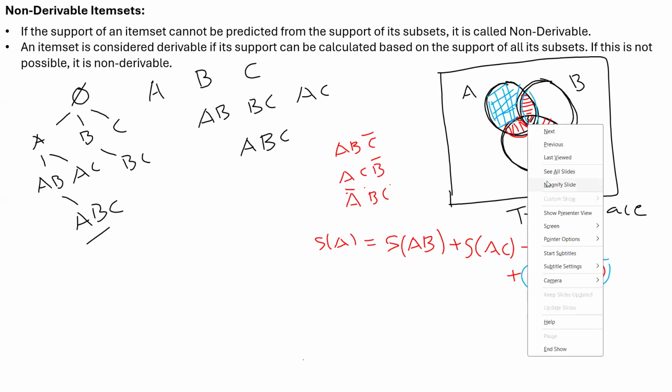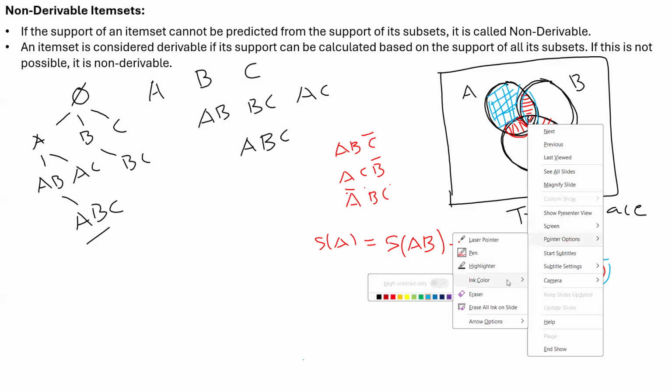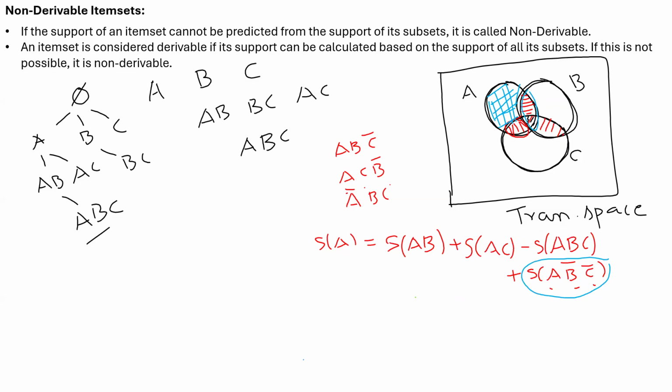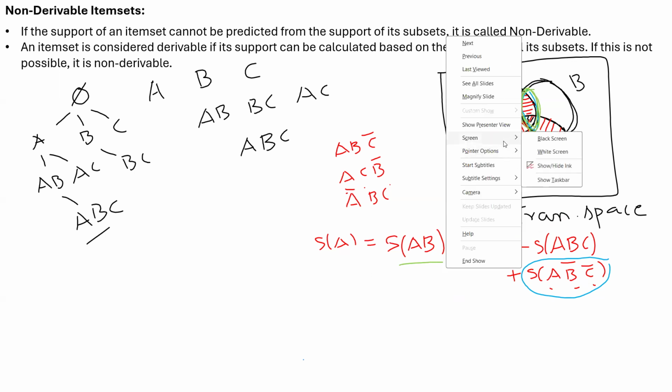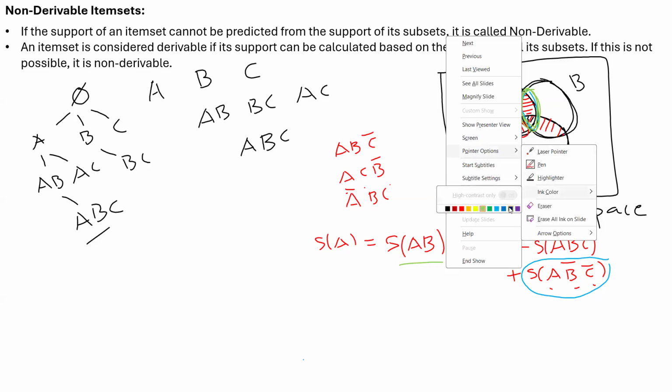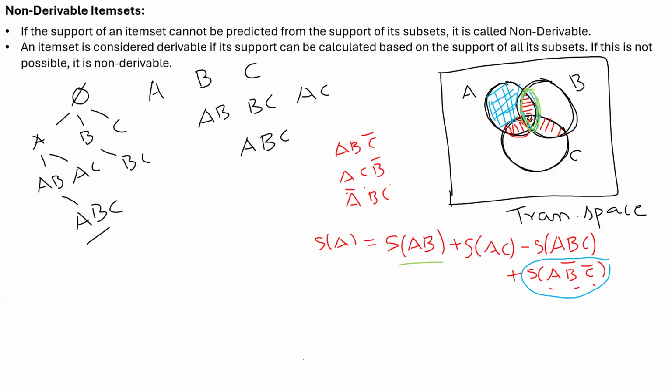So this is S of AB. S of AB is this one, this part, and S of AC is this one, which is common for both A and C. This is S of AC. Now, why did we subtract ABC? Because this middle part came twice, right? It came in here and here. That's why we subtracted it.